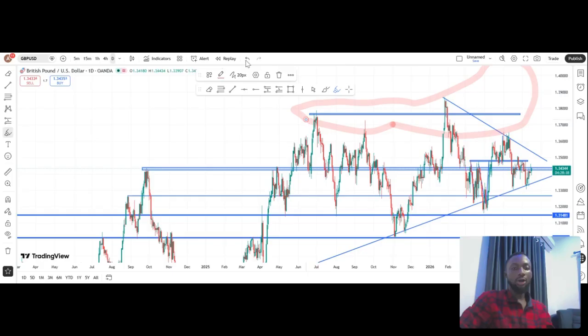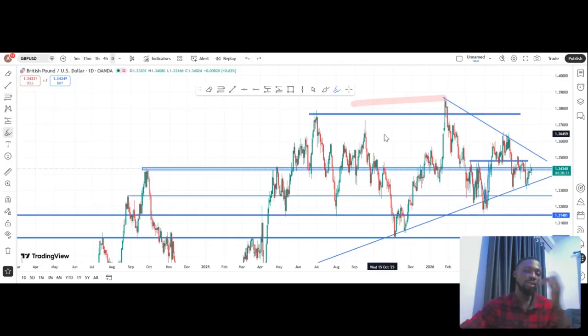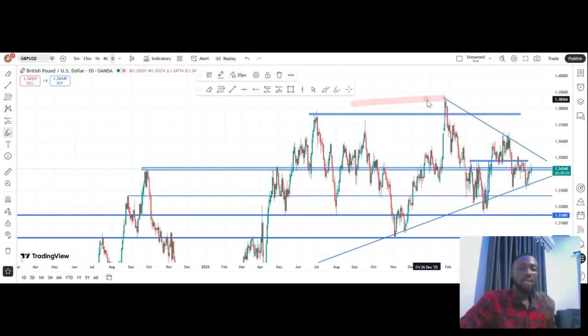So all you need to do when you come to the daily time frame is that you're going to map out your levels and also map out the direction of the trend. Right now on the daily time frame, we know that the market is actually going in an overall uptrend, but the market is doing a bit of consolidation right there. So we are going to go down to the lower time frame, which is the 4-hour time frame.